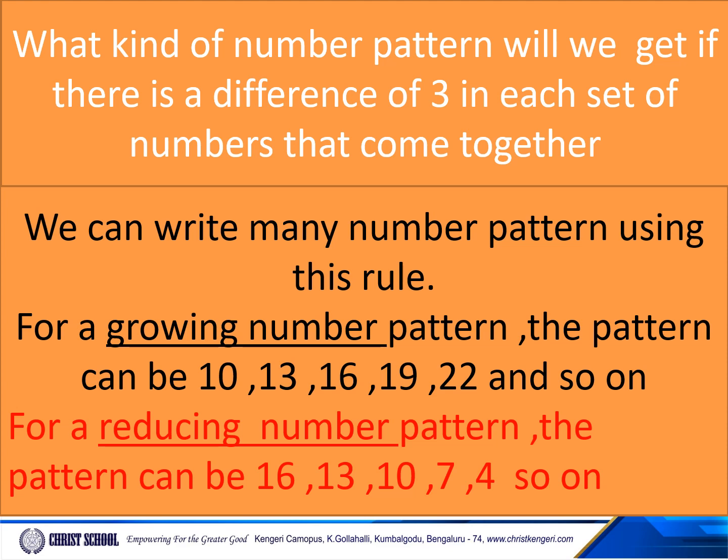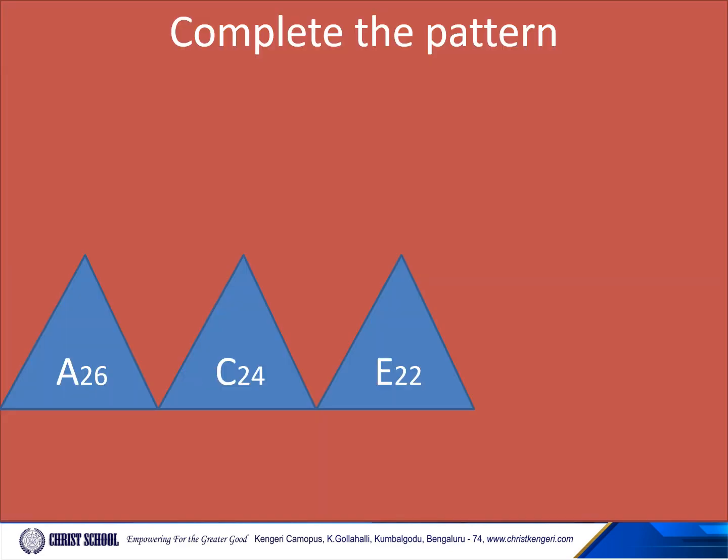For a growing number pattern, the pattern can be 10, 13, 16, 19, 22 and so on. For a reducing number pattern, the pattern can be 16, 13, 10, 7, 4 and so on. Let us complete the pattern. A 26, C 24, E 22. The extended pattern is G 20.